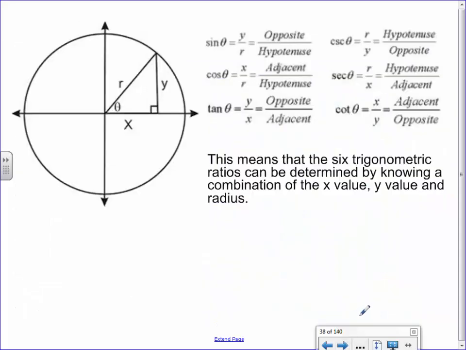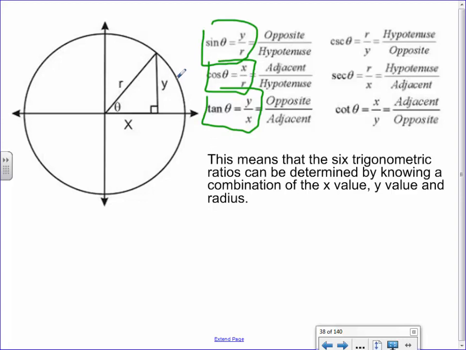What we might also end up seeing then is that rather than writing these things as opposite over hypotenuse, adjacent over hypotenuse, and opposite over adjacent, if we're going to label an angle like this with this being x, this being y, and this being r, we might actually see them labeled as y over r, x over r, and y over x.